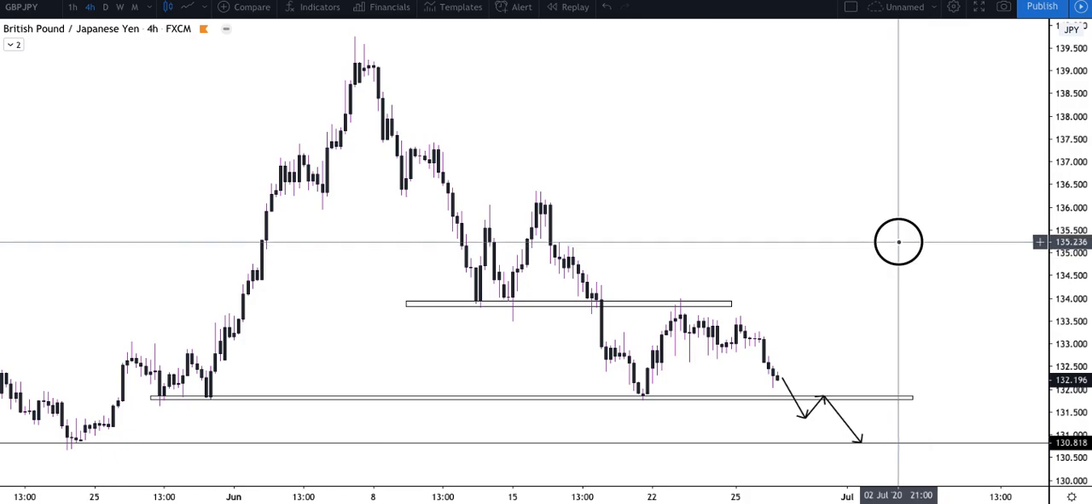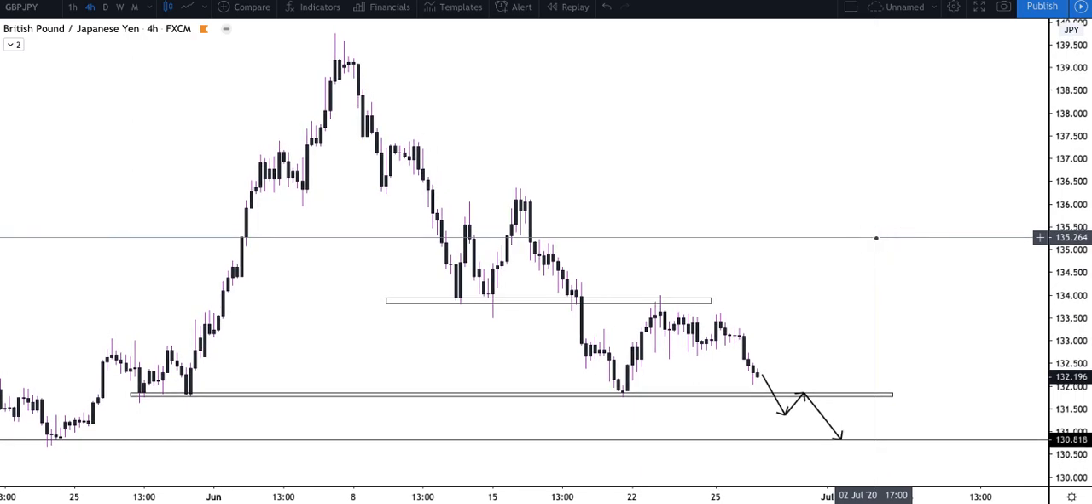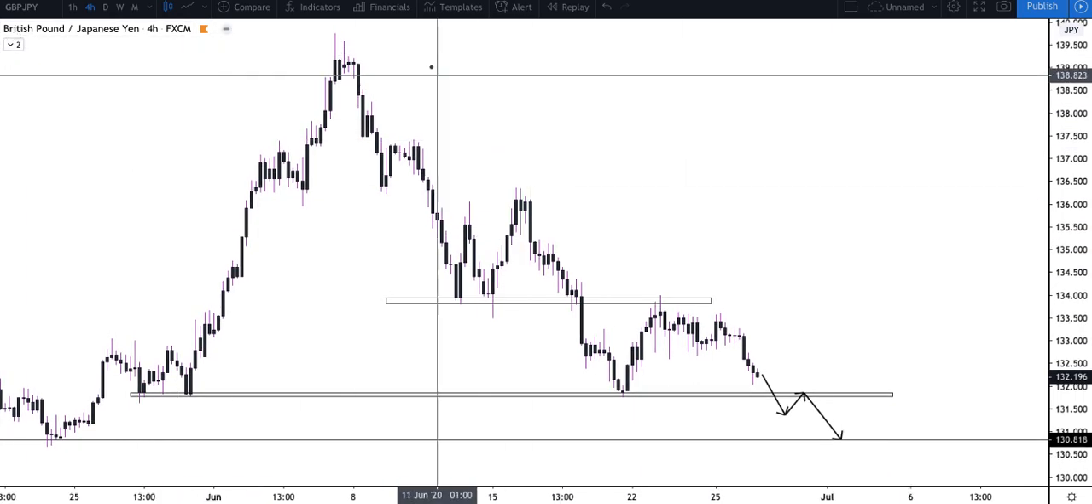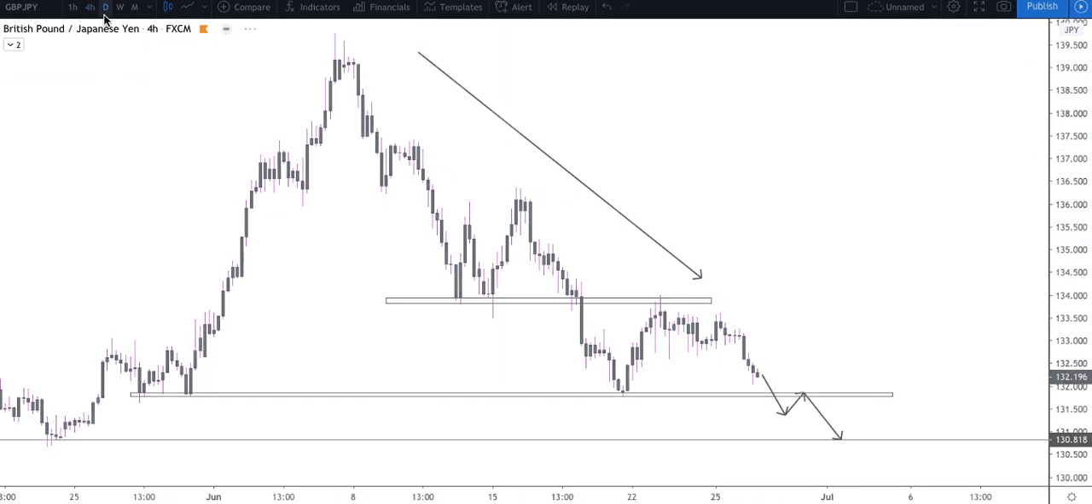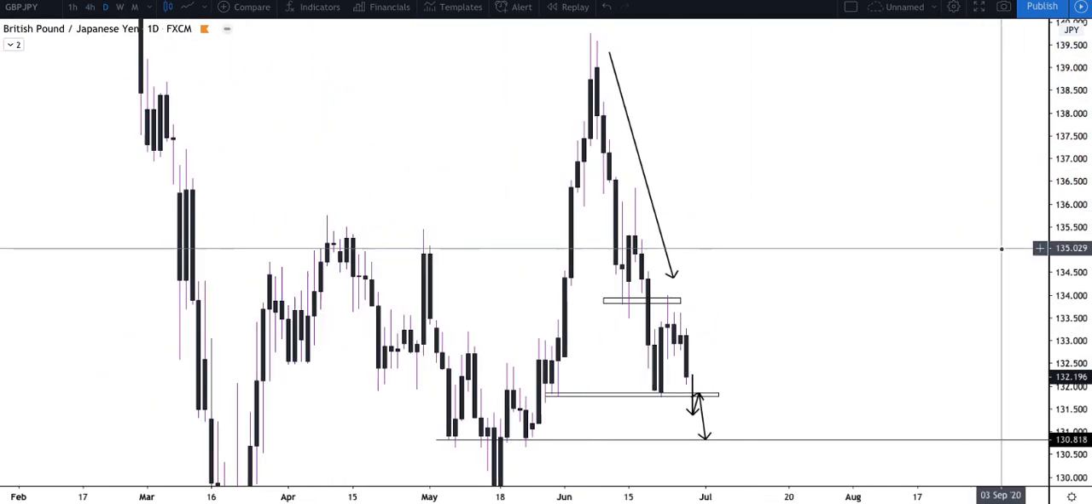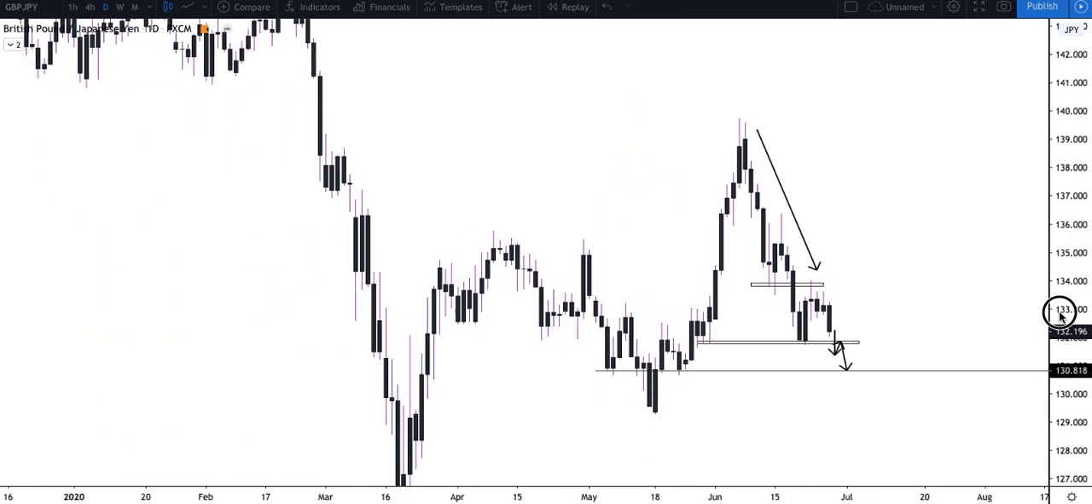Now, for GBPJPY being our first setup, we want to first identify the overall trend, and obviously you guys can see we are in a bearish trend. We can also use the higher time frames to confirm that we are in this trend by looking at the daily and the weekly time frame.